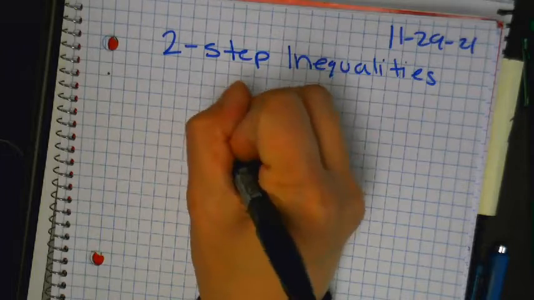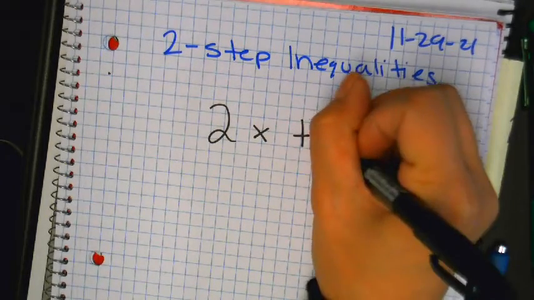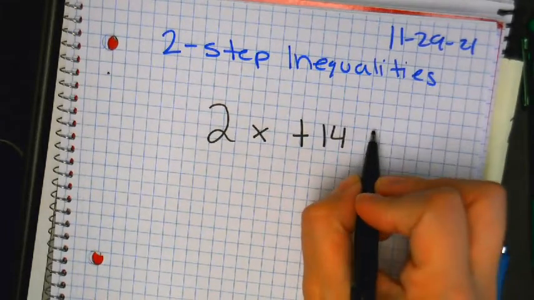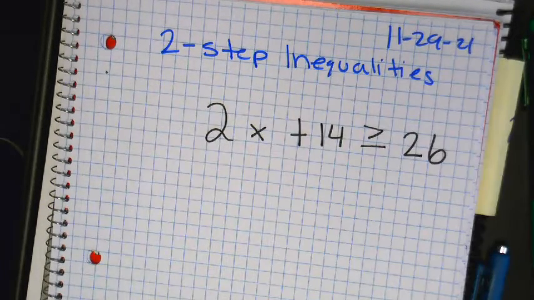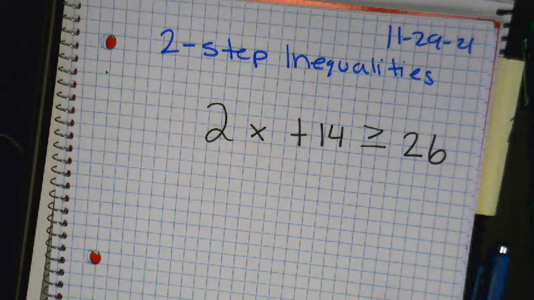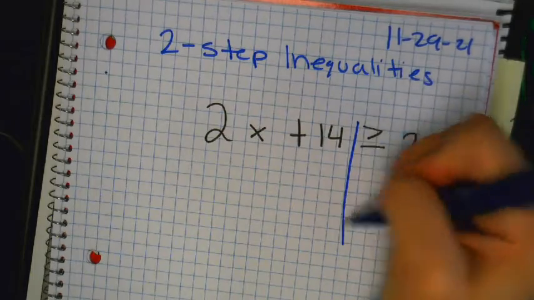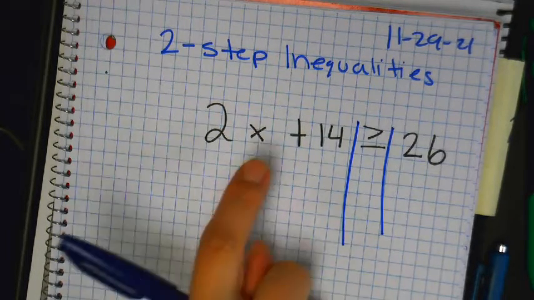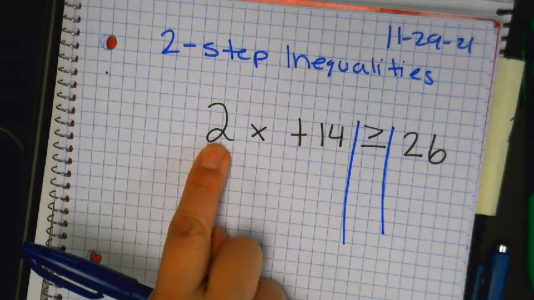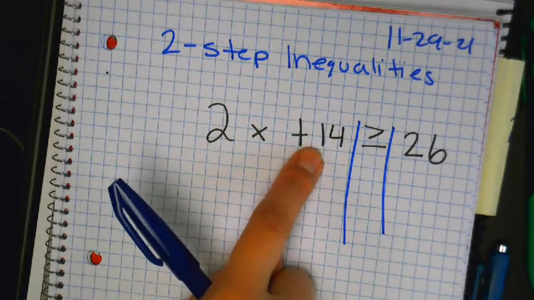So let's see this. 2x plus 14 is greater than or equal to, let's say, 26. Let's write that down. Now we're going to draw our bars. Reminder from last time: you want to get x by itself. I have the 2 in the way, and I've got the 14 in the way. We've got to move some stuff.